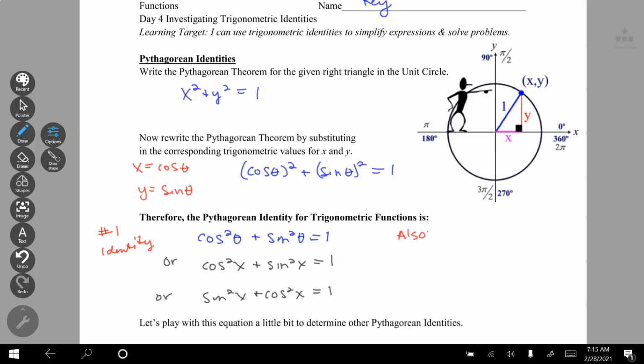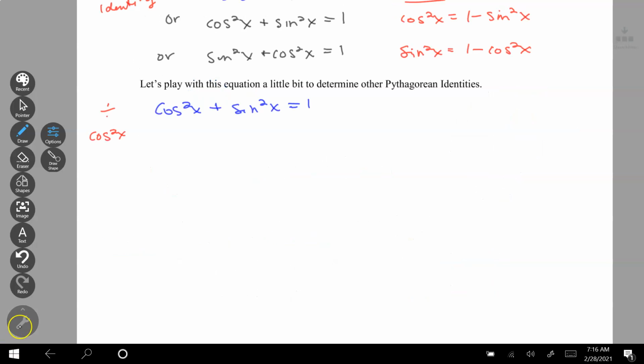Also, I could rewrite these and I would get cosine squared of x is equal to 1 minus sine squared of x when I subtract the sine squared over, or sine squared of x is equal to 1 minus cosine squared of x when I subtract the cosine squared over. Okay, so the one in blue is the number one identity, and the one in red I kind of manufactured by subtracting things over. So this number one identity, I could play with it a little bit.